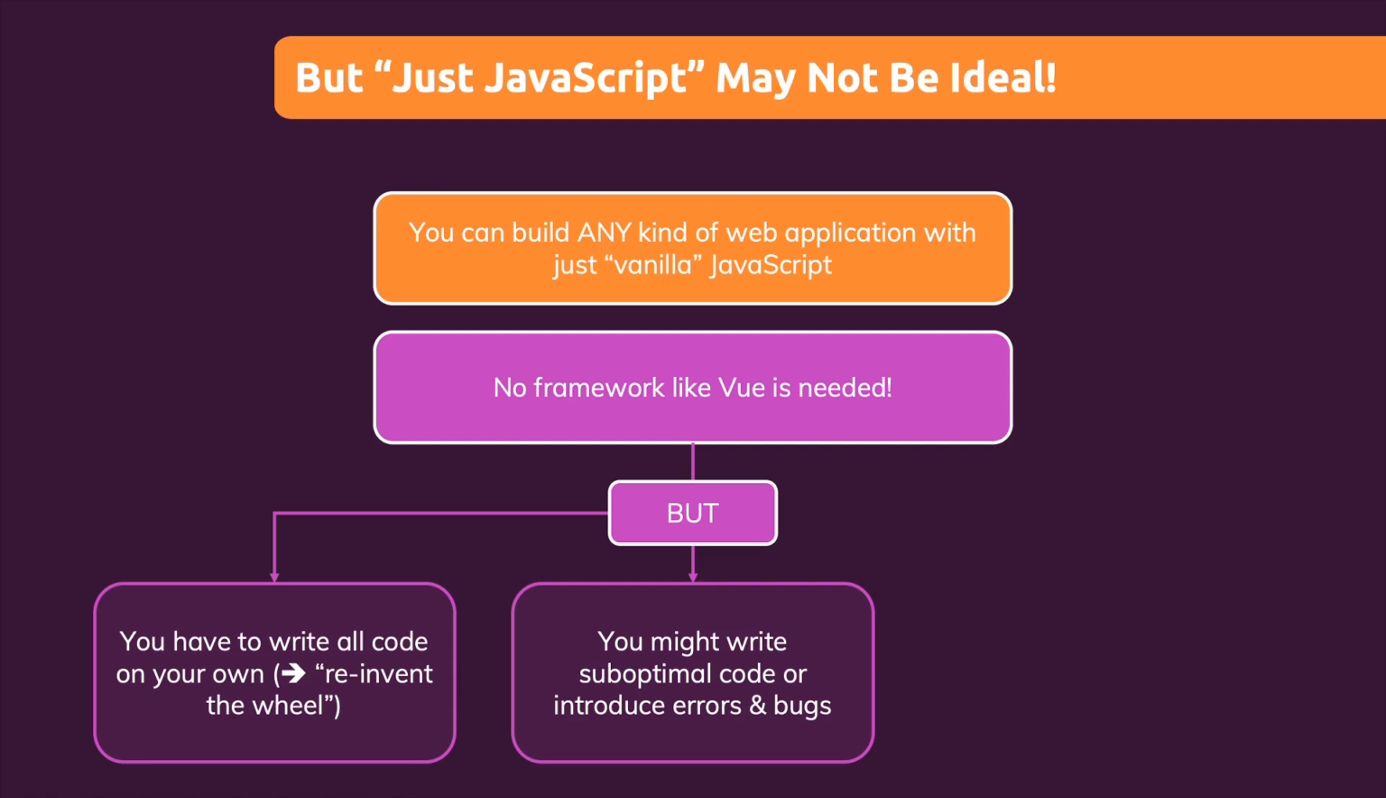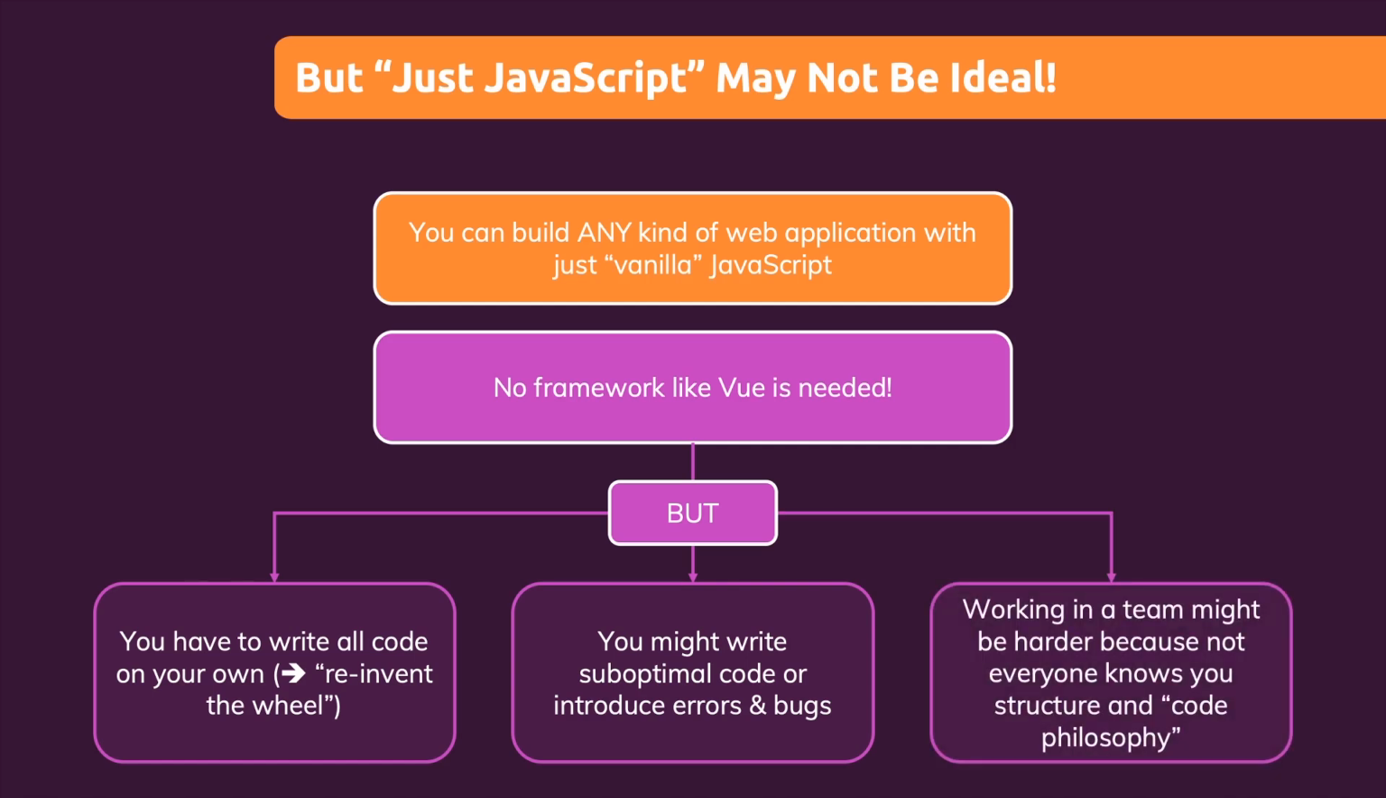And we have to do these things correctly, otherwise we might have poor performance or security issues. Working in a team might also be harder because not everyone knows our code structure, the philosophy behind our code, and how to use our code. And that's why we use something like Vue.